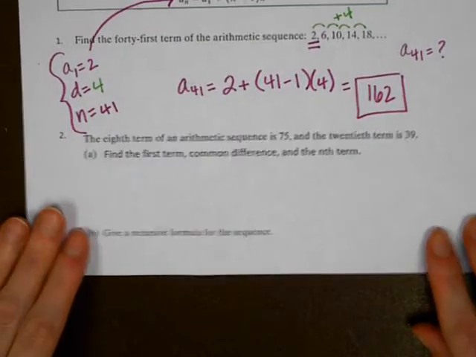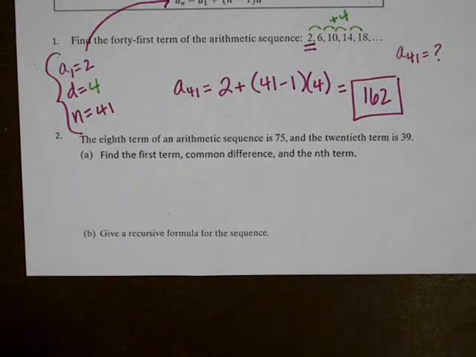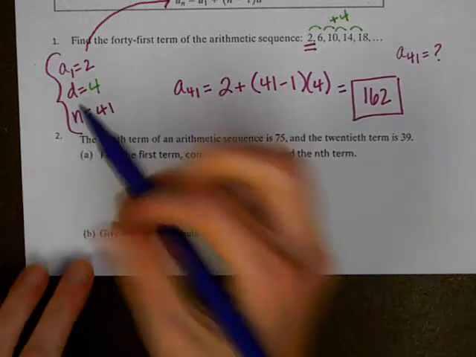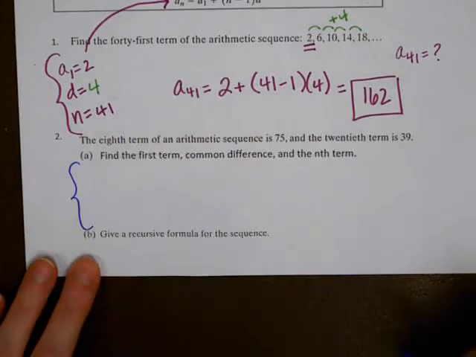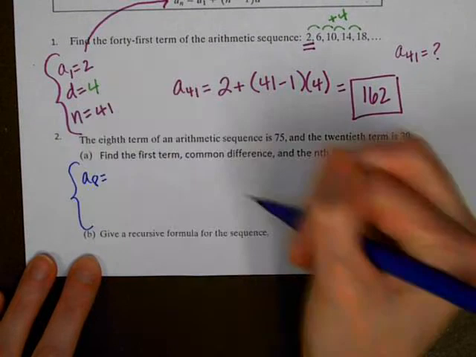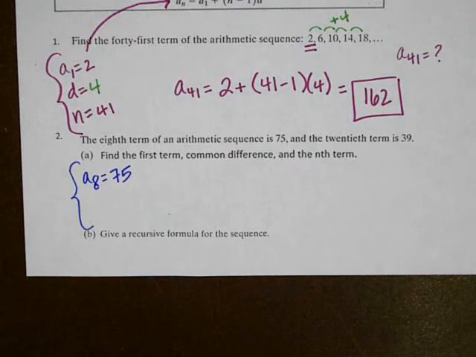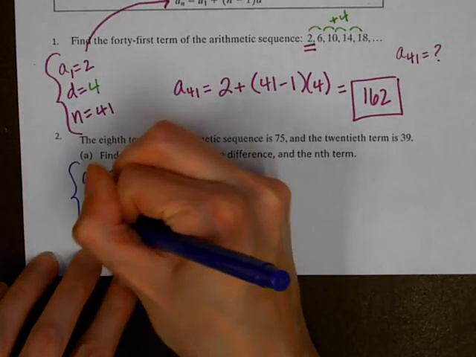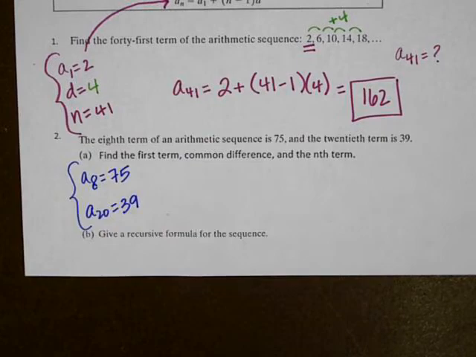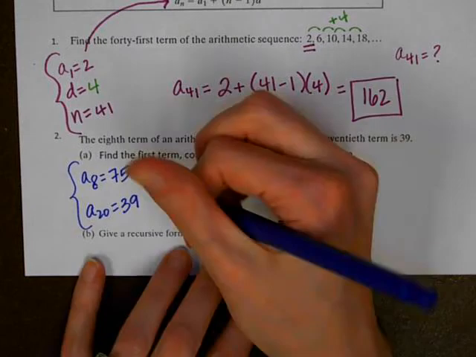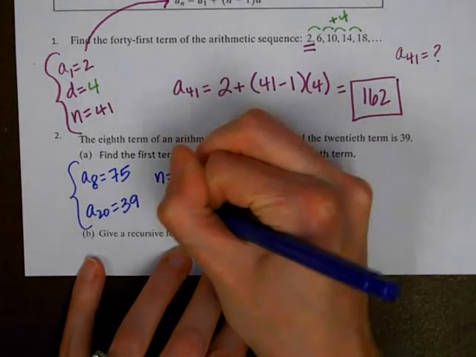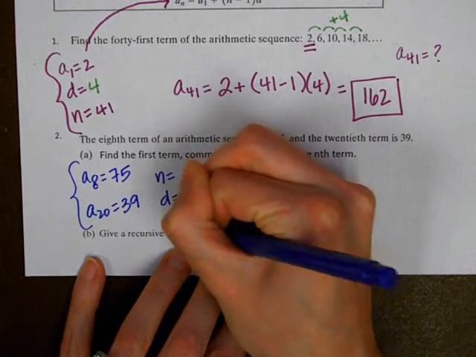Okay, number 2. So this one, we might be working backwards a little here. The 8th term of a sequence is 75. So I'm going to make my little list of what I know here. A sub 8 equals 75. And we also know the 20th term is 39. So A sub 20 is 39. We pretty much need to find everything else. We need n, we need D, and we need A sub 1.